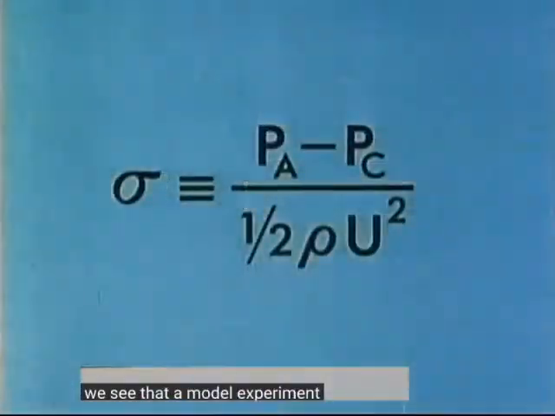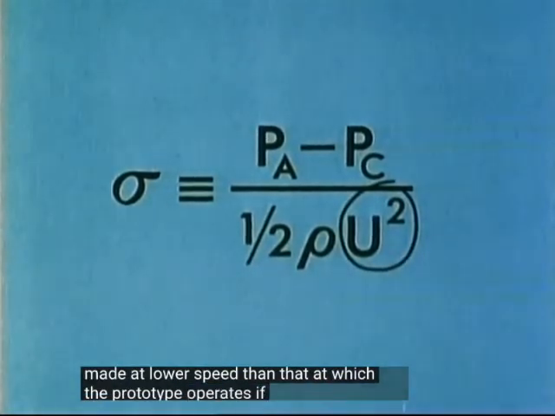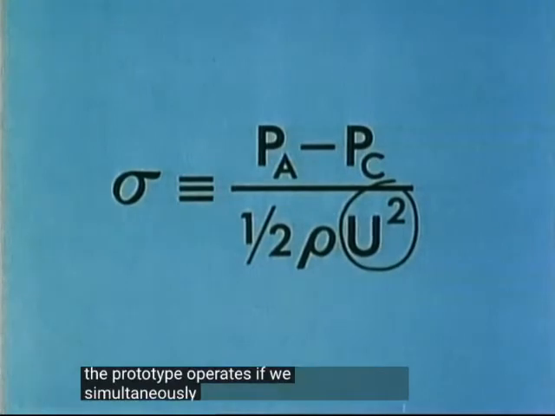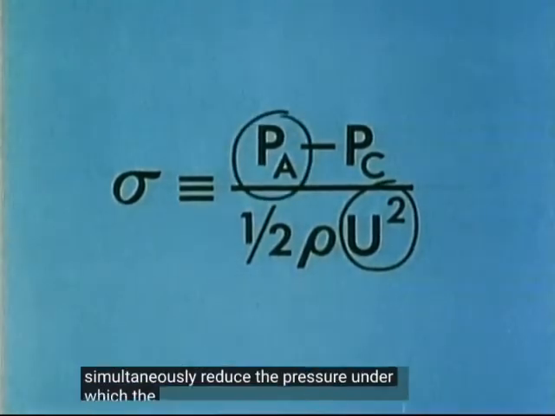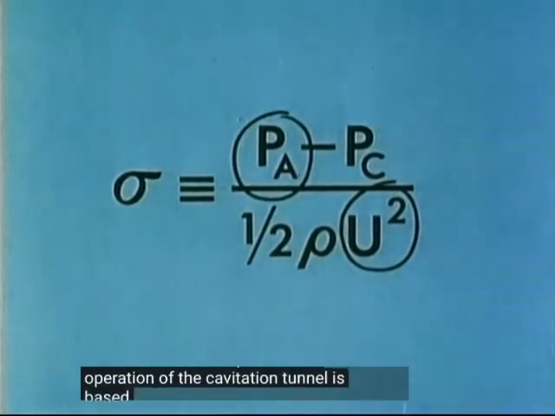We see that a model experiment can be made at lower speed than that at which the prototype operates if we simultaneously reduce the pressure under which the model is operated. The operation of the cavitation tunnel is based on this principle.